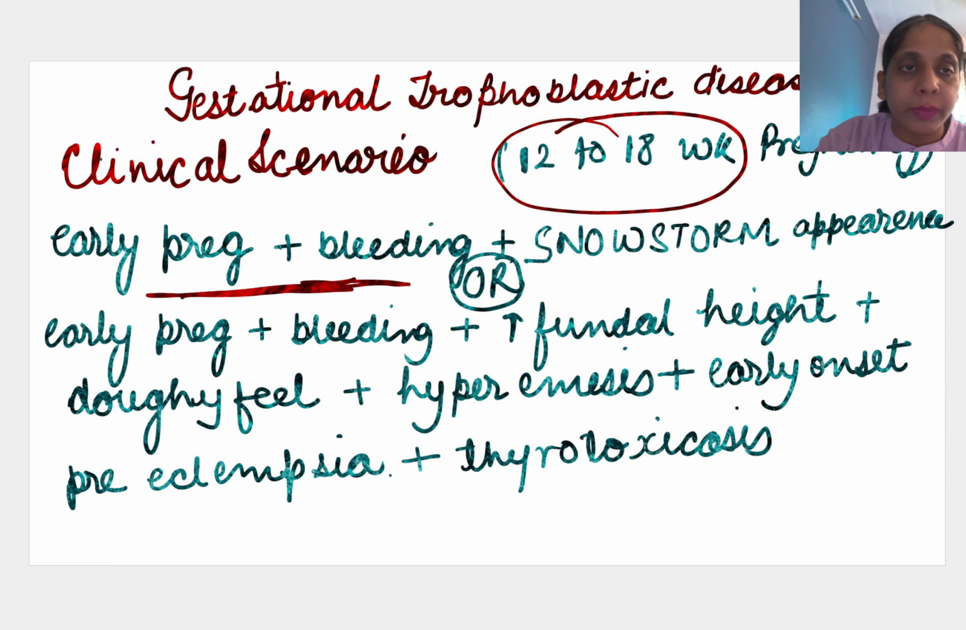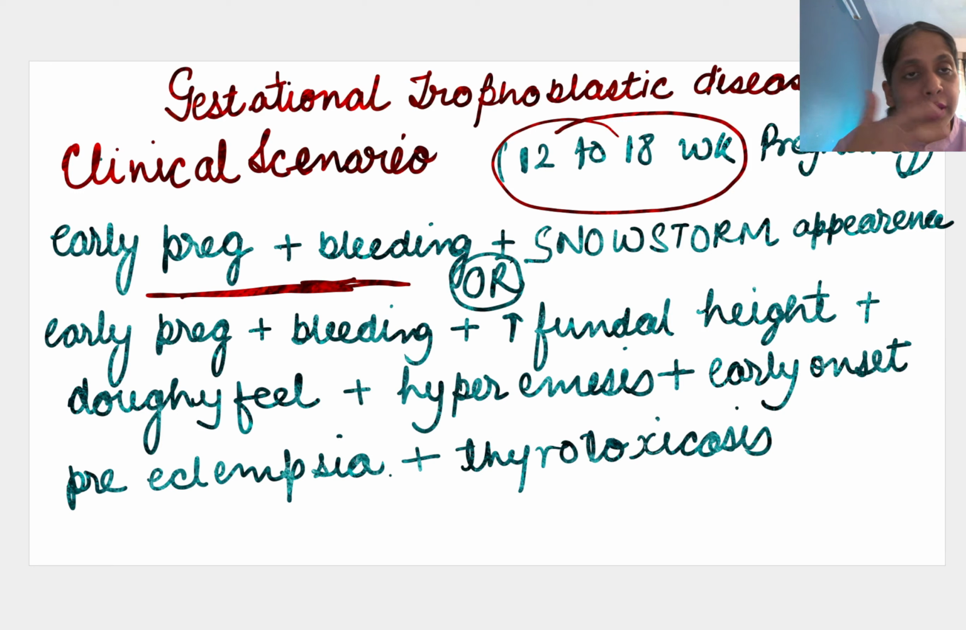What do we suspect when an early pregnancy patient comes with bleeding? We suspect abortion, because if it is ectopic, then the patient will also come with pain, right? Ectopic pain is the most persisting symptom. So we will suspect that this patient is surely having abortion. It can be threatened, inevitable, or both.